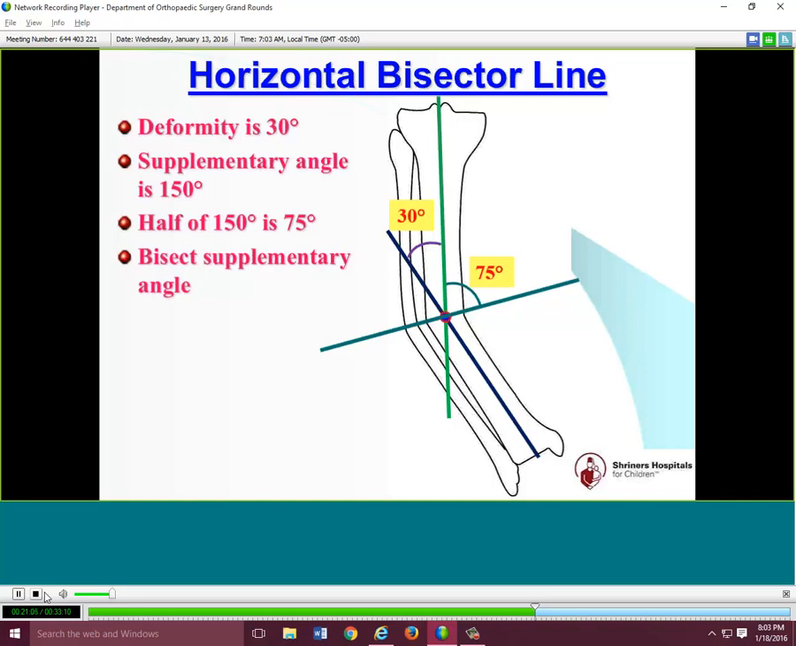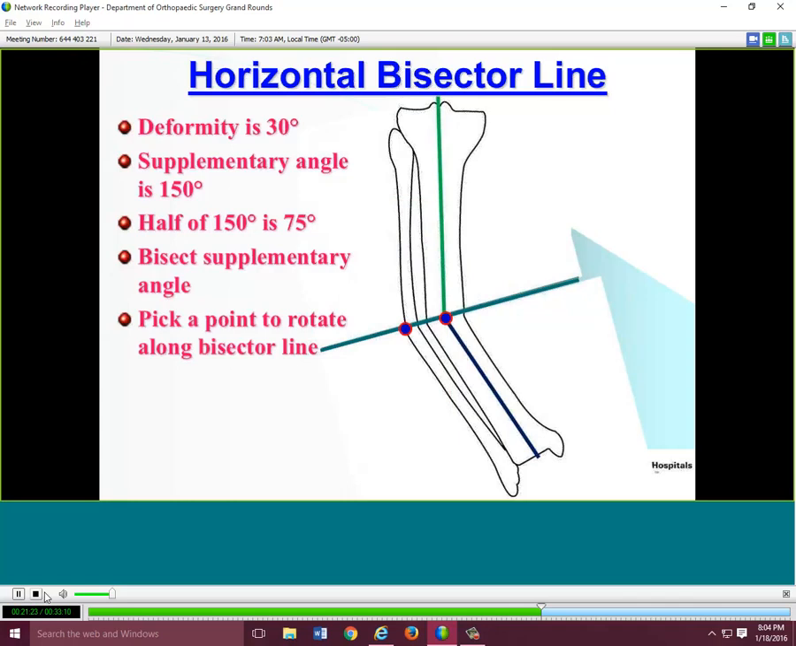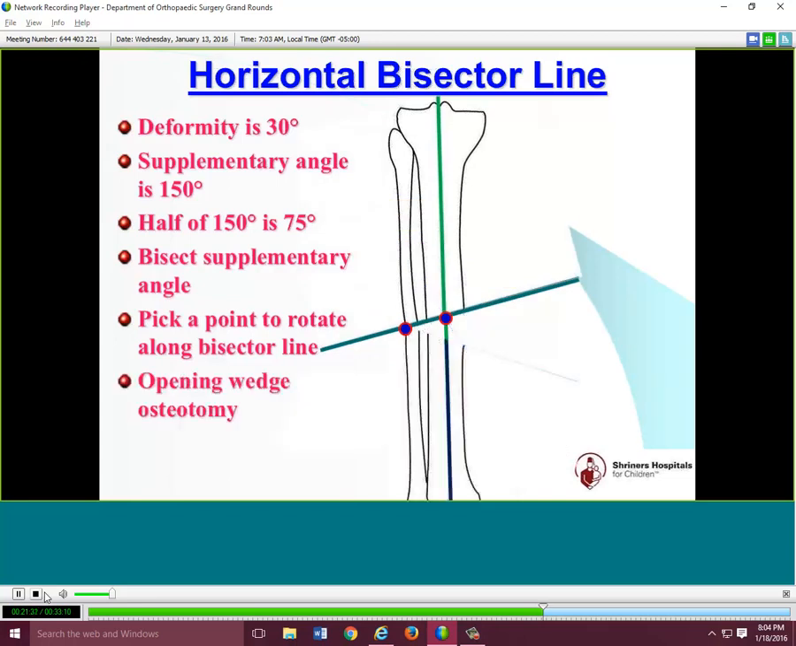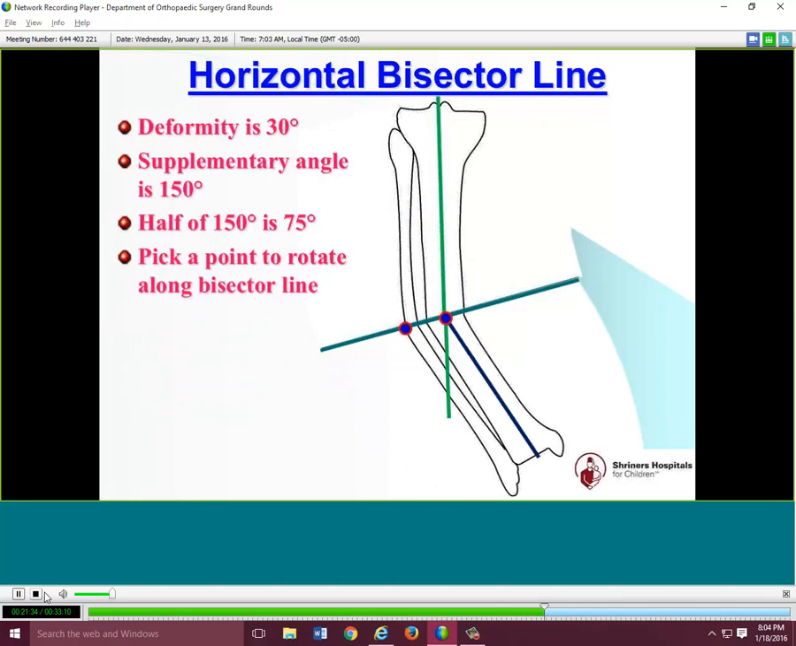And what's interesting about that horizontal bisector line is that anywhere along that line, if we hinge, we can get our deformity to correct. Now, we already know if we hinge at the right center of the CORA, we can do that without lengthening or shortening. And we've already talked about if we do it at the lateral cortex, we can get a correction, essentially just a simple opening wedge osteotomy. But what happens if we wanted to pick a different point? Let's see if we hinge across there.